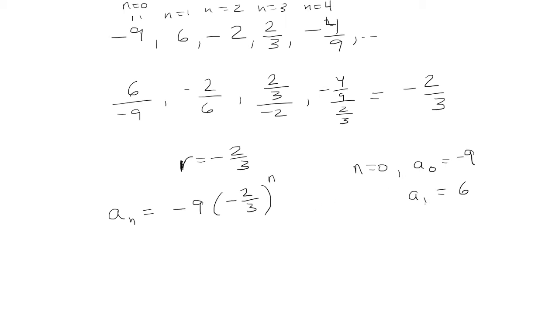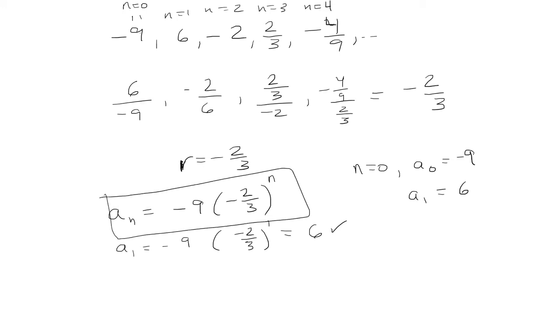Now let's check for n equals 1. If I have n equals 1, I have negative 9 times negative 2/3 to the first power. The negatives are going to cancel. I have 9 times 2 is 18, over 3 is 6. Okay, so that works. So this would be our formula. Okay, next problem.